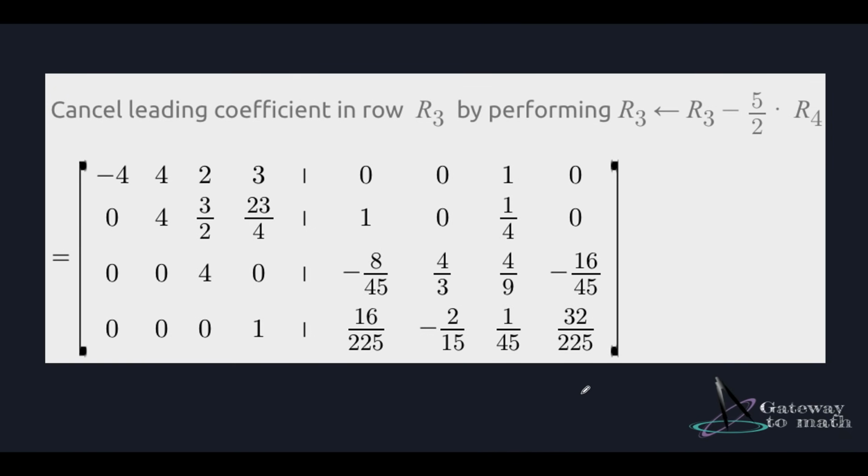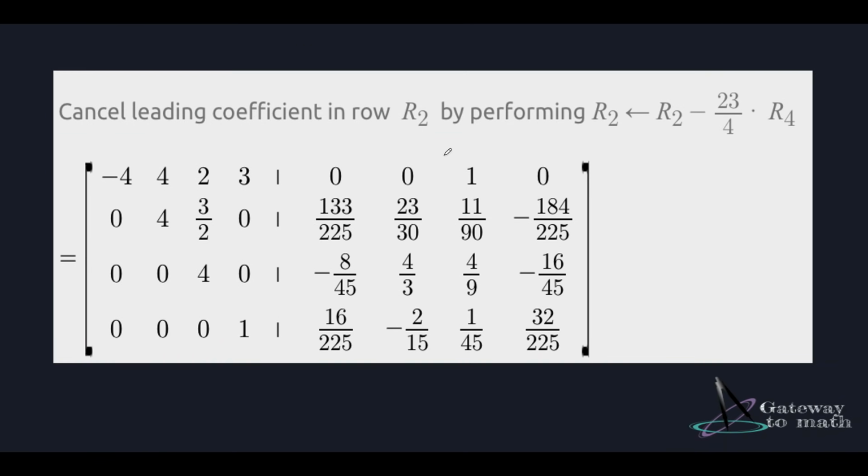Next operation, cancel leading coefficients in row R3 by performing the following operations. R3 minus 5 by 2 times of R4, and then place these values on R3. So I have 0 0 4 0 on the LHS, minus 8 by 45, 4 by 3, 4 by 9, minus 16 by 45 on the RHS side.